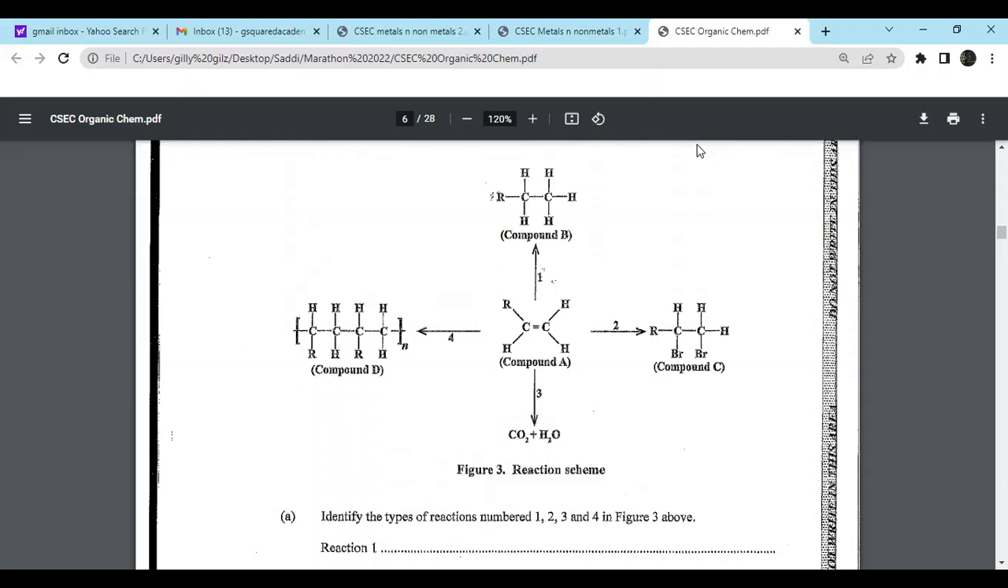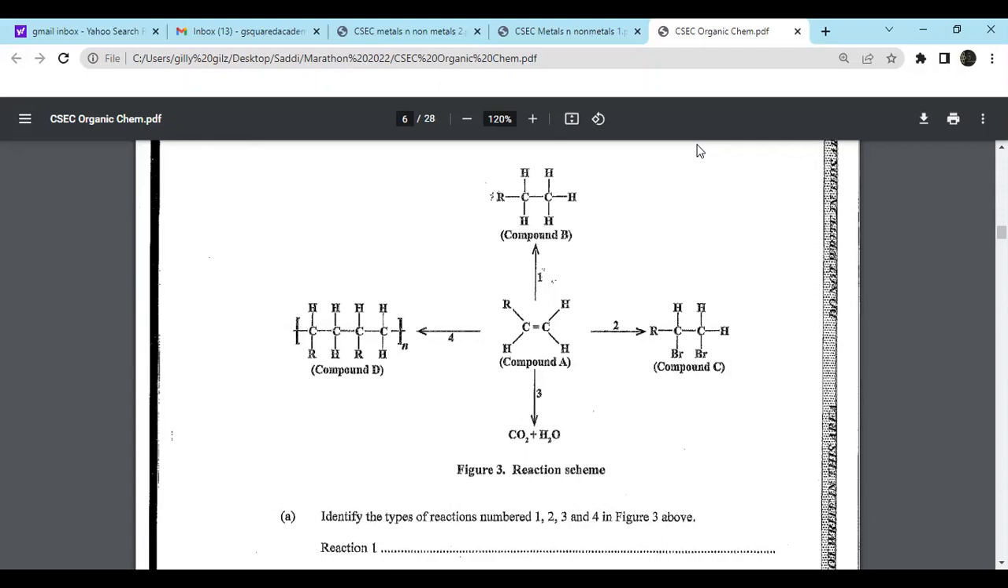What do I need? I need a nickel, platinum, or palladium catalyst. Okay, that's what I need. I also need hydrogen. I must have hydrogen. Then I will also need probably about 0 to 5 atmospheres, 450 degrees Celsius.